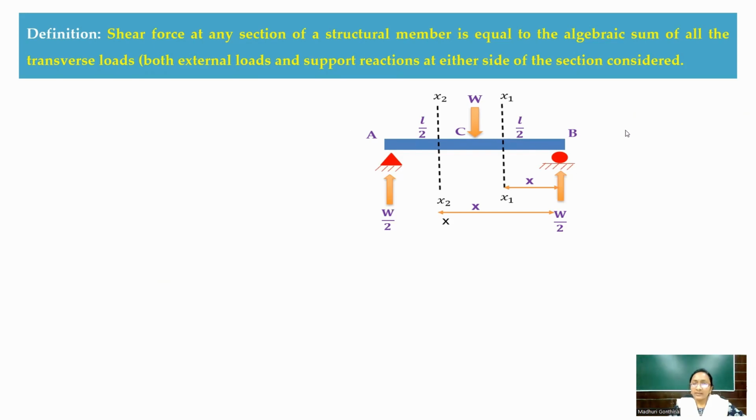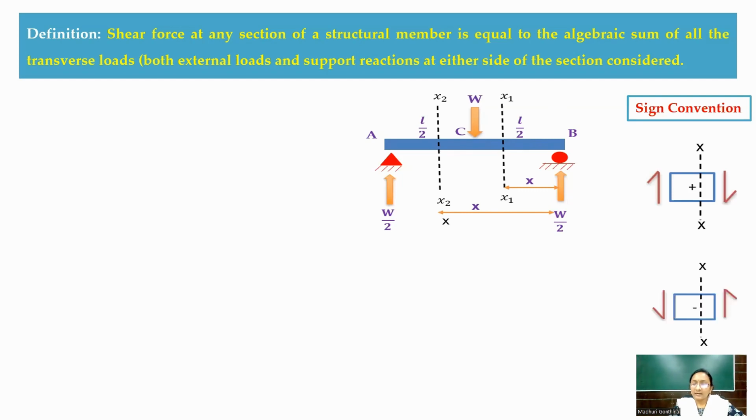Now we'll see the sign convention, same as before: positive shear is clockwise direction towards the section, and negative shear is anti-clockwise direction towards the section. Now the shear force at this X section is given by the following. First section you're going to consider: here it is in the anti-clockwise direction from this B support. Therefore, it is minus W by 2, and the limit is from 0 to L by 2.